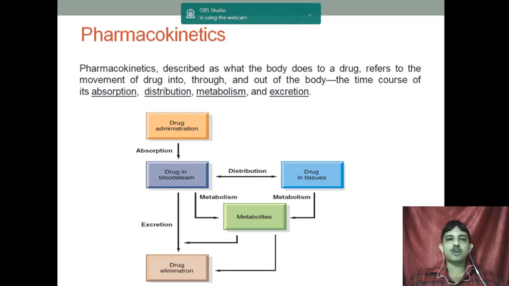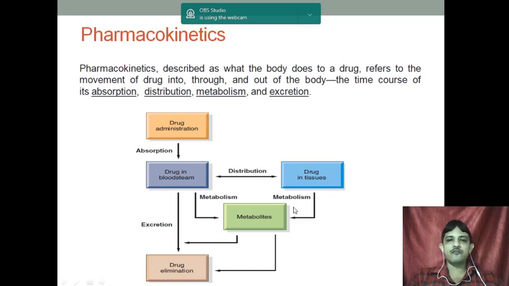Whereas pharmacodynamics means what the drug does to the body. That means nothing but the mechanism of action. Now in pharmacokinetics, we are going to deal with absorption, distribution, metabolism and excretion.